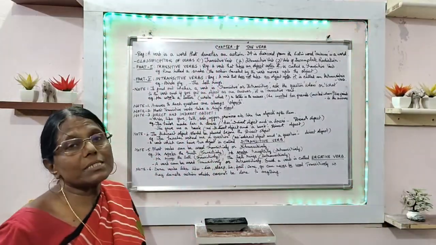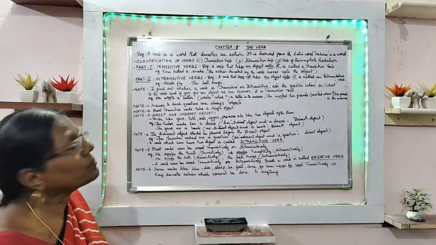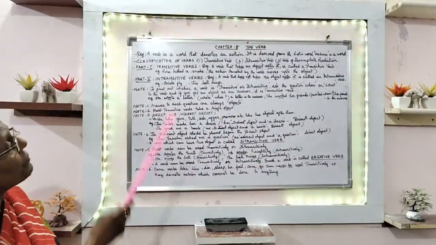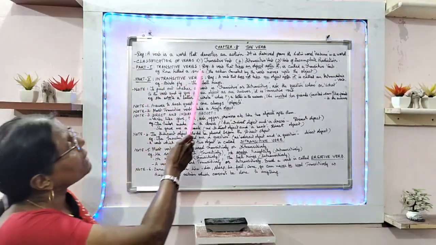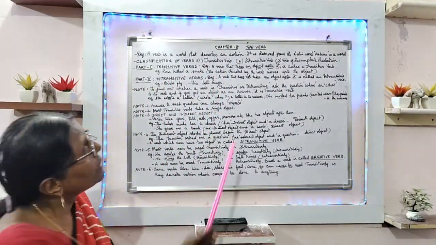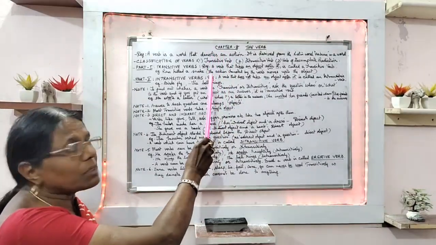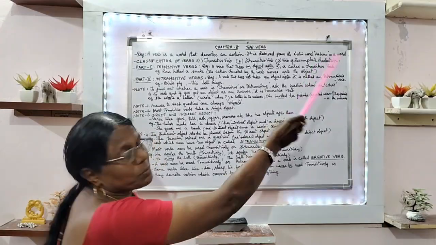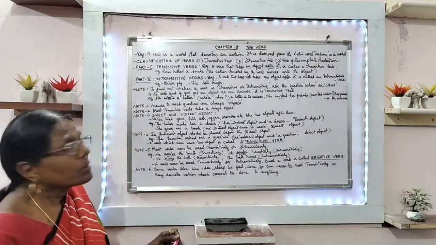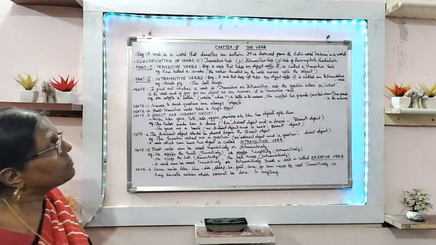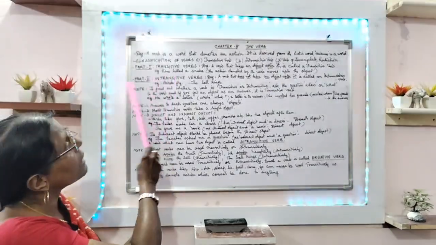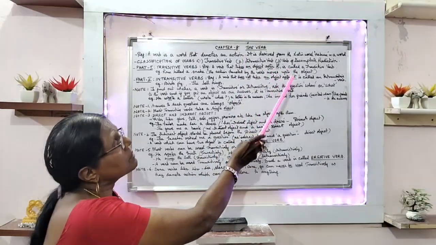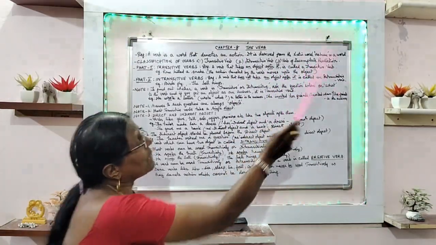Today my chapter is chapter 8, the verbs. What is the definition of a verb? A verb is a word that denotes an action. The word is derived from a Latin word verbum, which means a word. Now, classification of verbs. Verbs can be classified as transitive verb, intransitive verb and verb of incomplete predication.